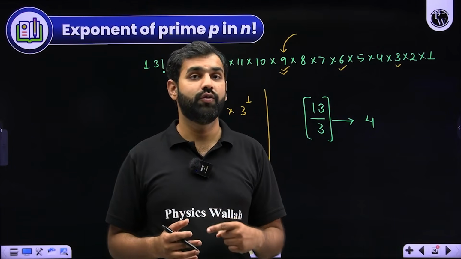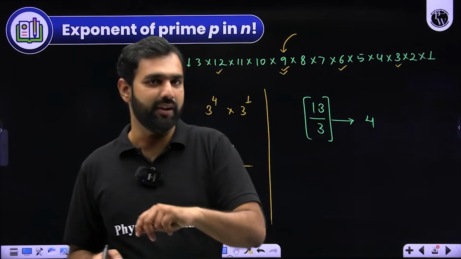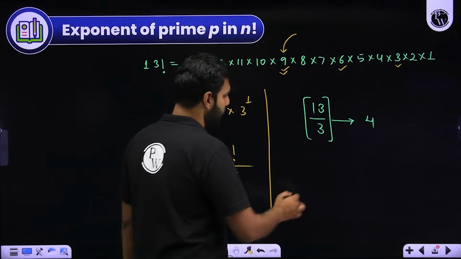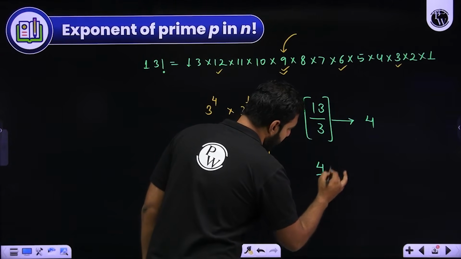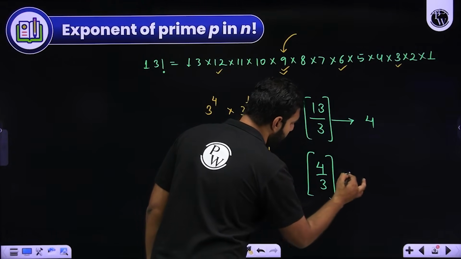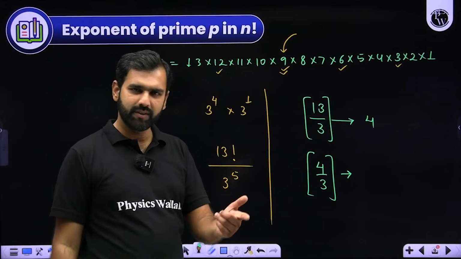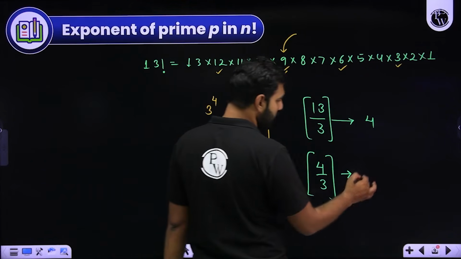Now, look at this 4. Is this 4 still greater than 3? Yes. Divide it one more time. So 4 divided by 3 gives you 1 point something. Again, I'll take its integral part, which means 1.